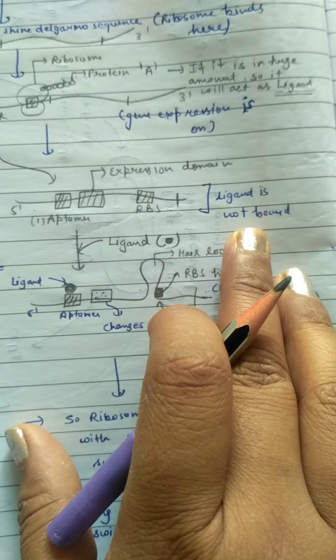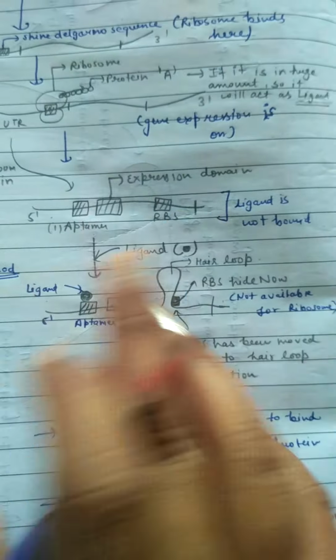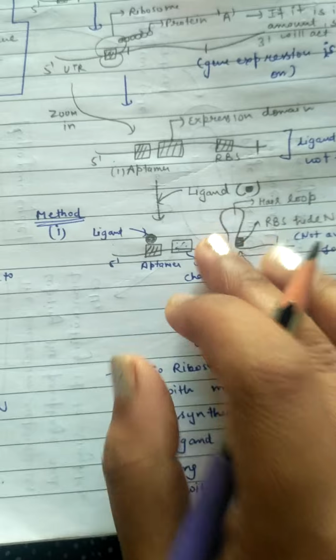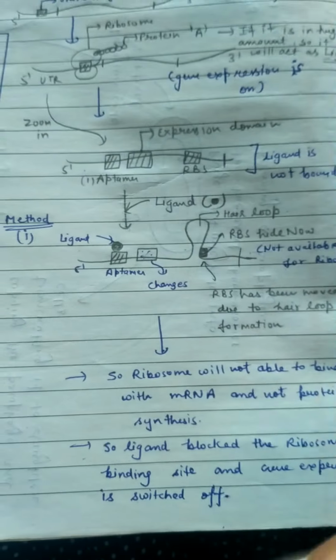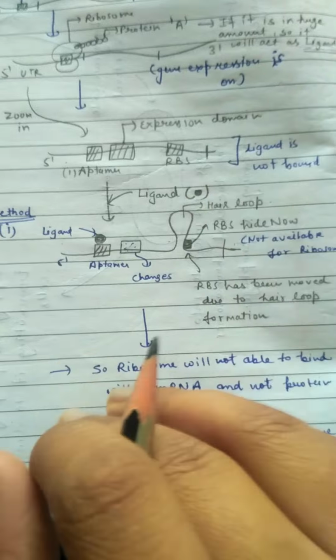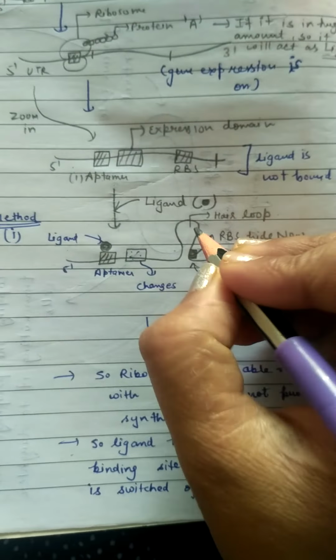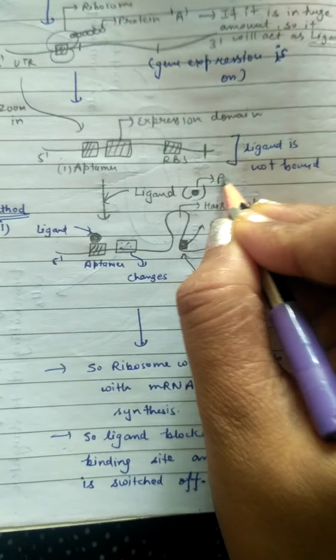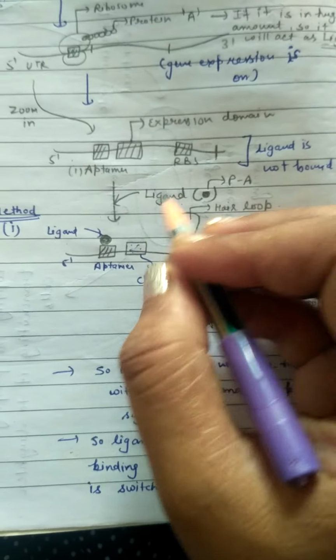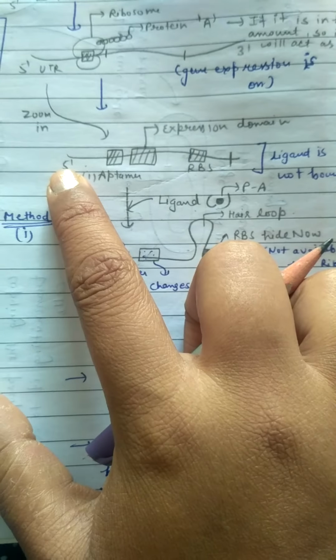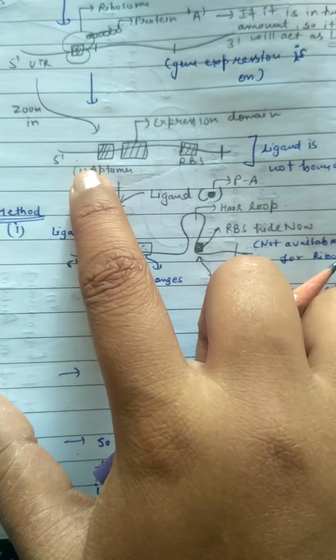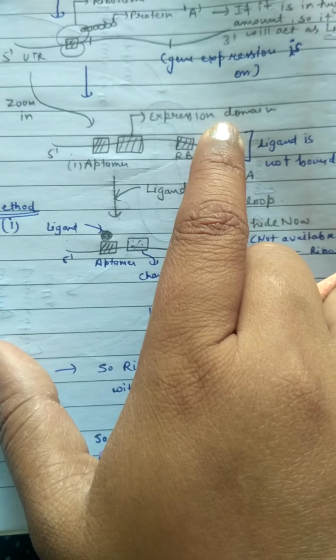So when the ligand is not bound, like when protein A is not formed in huge amount, there is no ligand binding with the aptamer or expression domain. So what happens? It leads to the formation of the common product, protein, right? But when protein A is formed in large amount, it acts as an inhibitor, it acts as a ligand. As I told you, at the 5 prime end, before the ribosome binding site, there are two domains, the aptamer domain and the expression domain.